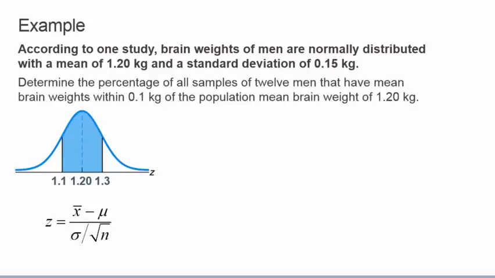I'm still using the z-score formula, the sample mean minus the population mean divided by the population standard deviation divided by the square root of n. When I substitute, I have z equals 1.1 minus 1.2 divided by 0.15 divided by the square root of 12.